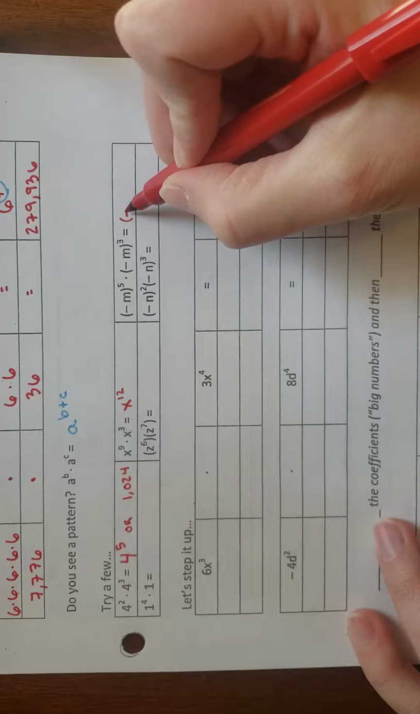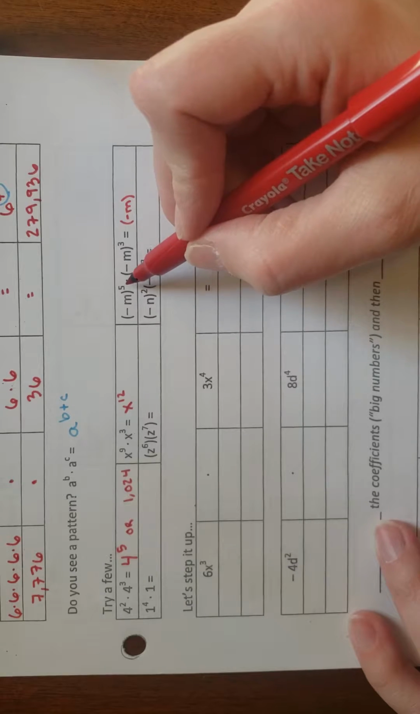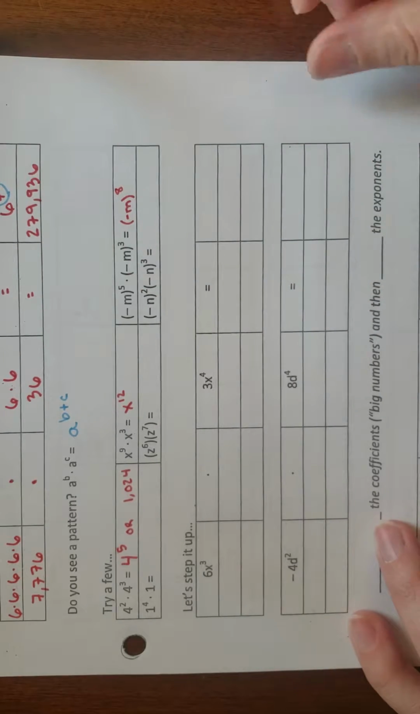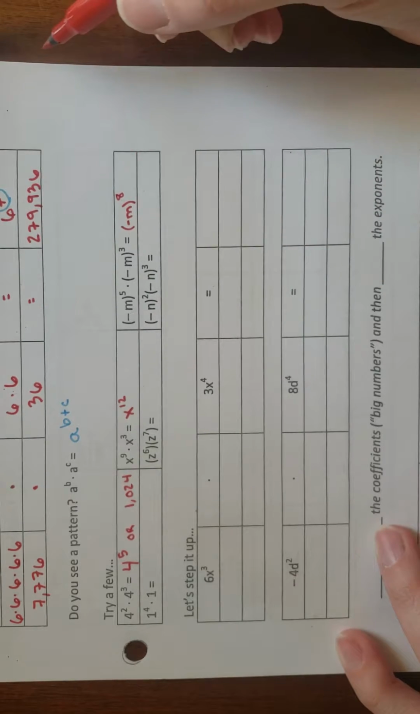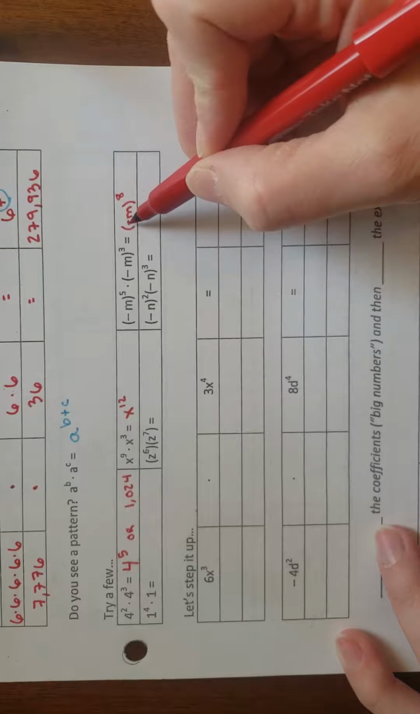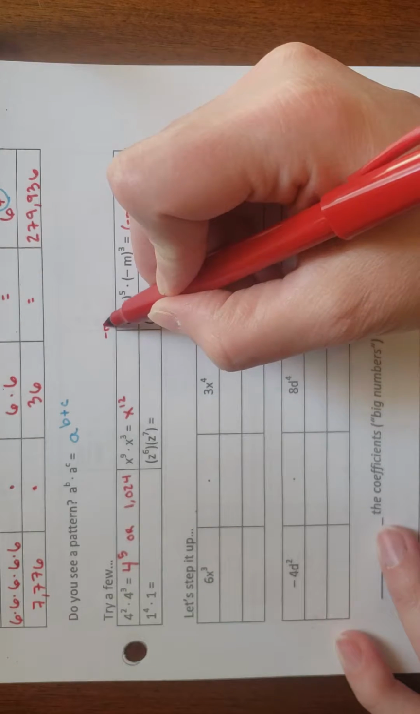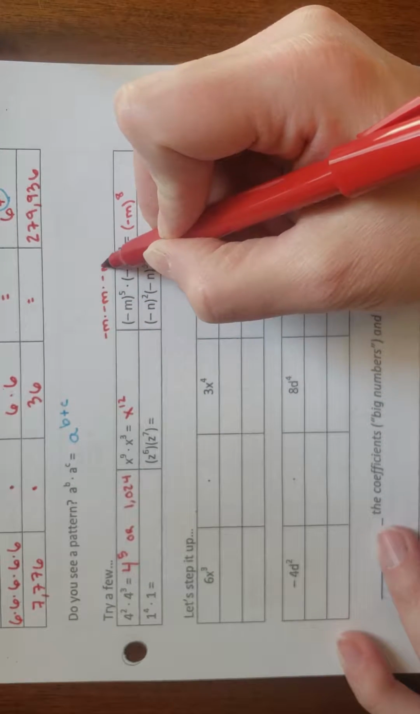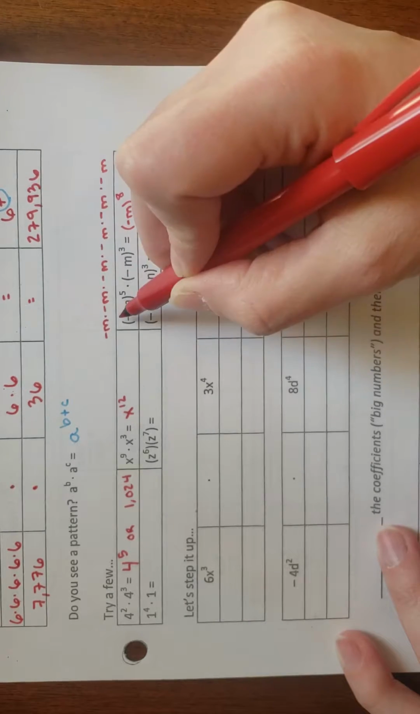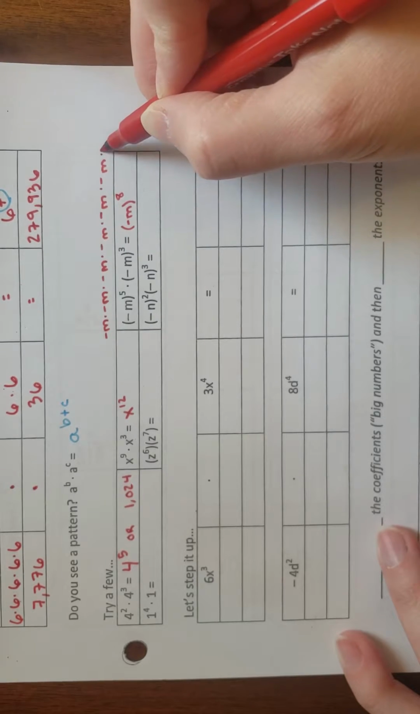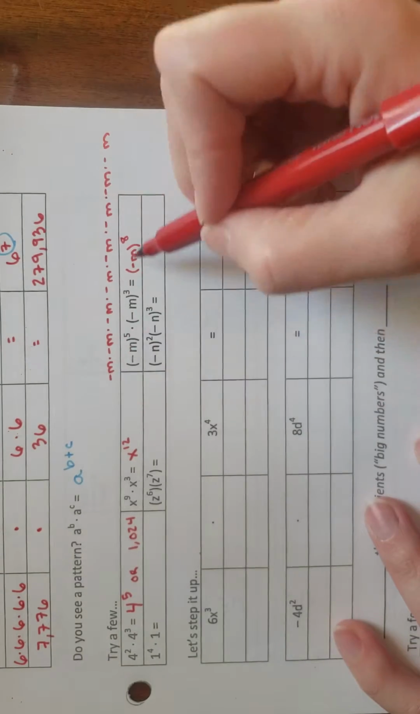Same base, only this time it involves a negative and it's in parentheses. 5 and 3 make 8. Now this is a special thing because this exponent of 8 goes to everything inside of the parentheses. Well, what happens if I multiply a negative by itself 8 times? Or we could also say, what happens if I multiply negative m with itself 8 times? Let's write it out once. We wouldn't want to do this in real life. 1, 2, 3, 4, 5, 6, 7, 8. Okay. So here are the m's. That's the easy part.